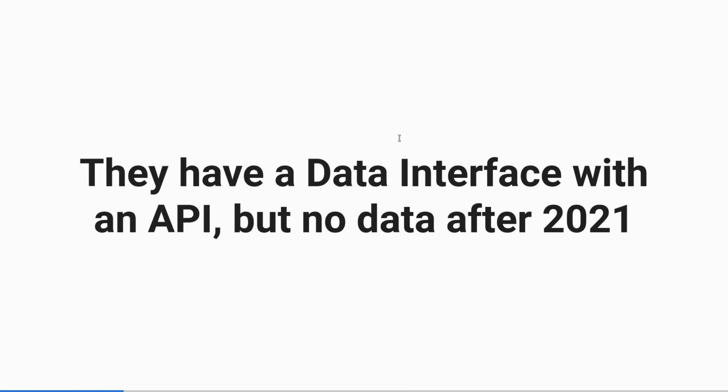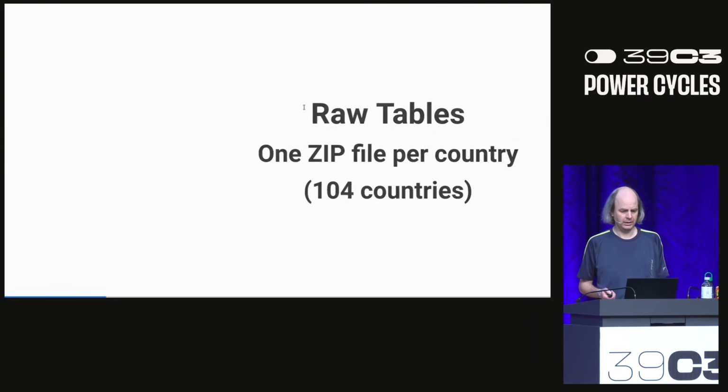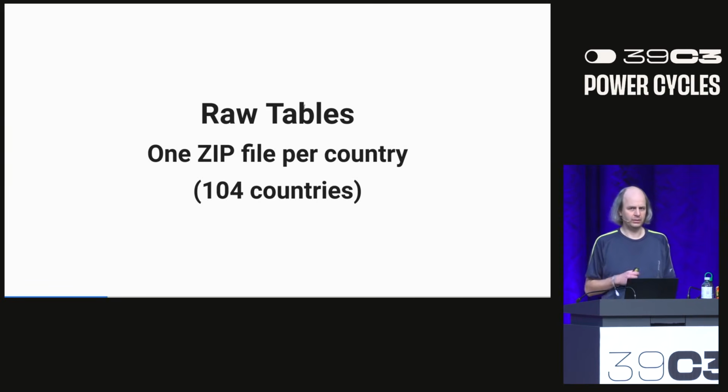Okay, so the United Nations has a data interface with an API. We could use that data interface to get this information. Unfortunately, it's no longer updated. The last data in there is from 2021. What I heard from them is that at some point they didn't have the funding to add the new data to that data interface anymore. So the Excel tables are all we got.